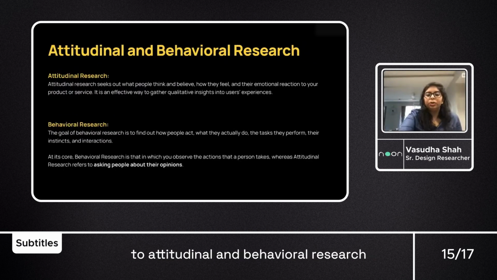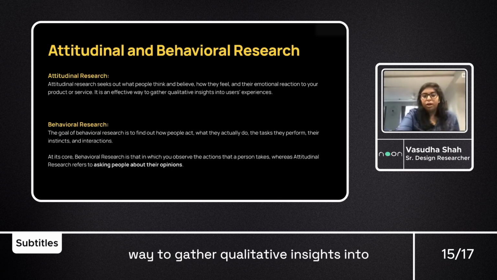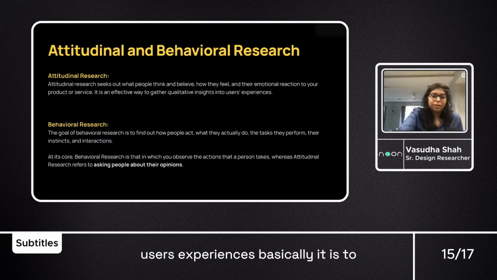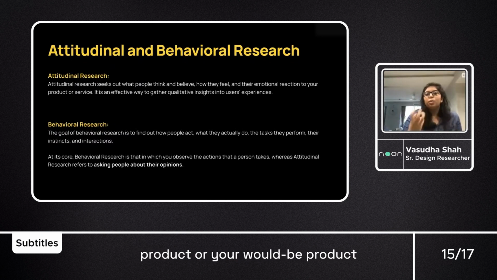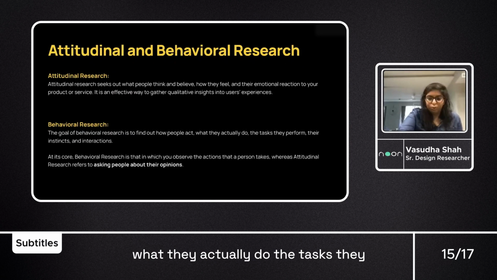Moving on to attitudinal and behavioral research. Attitudinal research seeks out what people think and believe, how they feel, and their emotional reaction to your product or service. It is an effective way to gather qualitative insights into users' experiences. Basically, it is to find out users' expected attitude or their current attitude towards your product or your would-be product. Behavioral research, on the other hand, the goal of behavioral research is to find out how people would act or they act, what they actually do, the tasks they perform, their instincts, and their interactions.